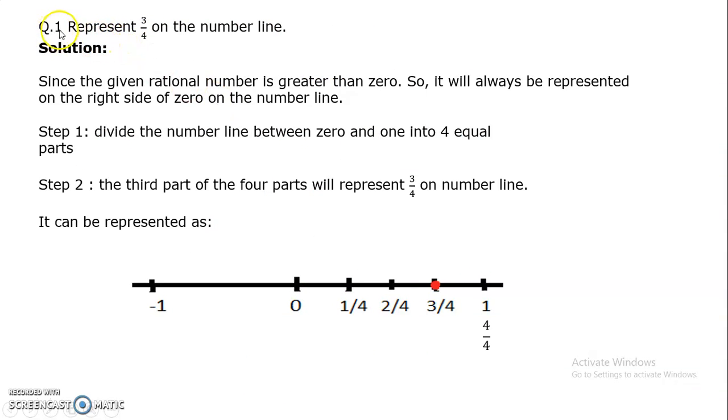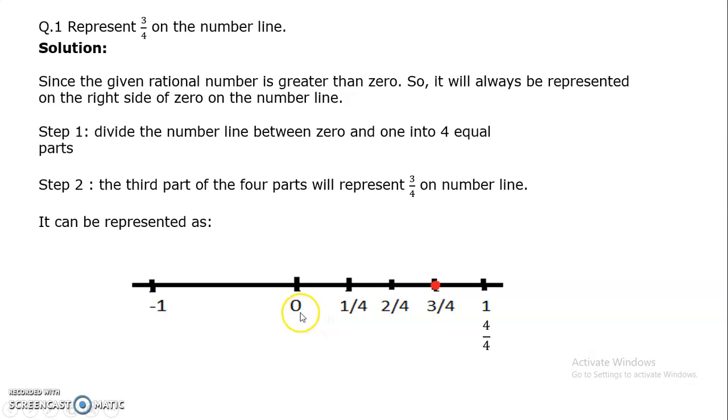For that we have taken this question: represent 3 by 4 on the number line. For this what we will do is take a number line. Since 3 by 4 is a rational number greater than 0, it will always be represented on the right hand side of 0 on the number line. All the positive numbers are on the right side of the 0 of the number line.